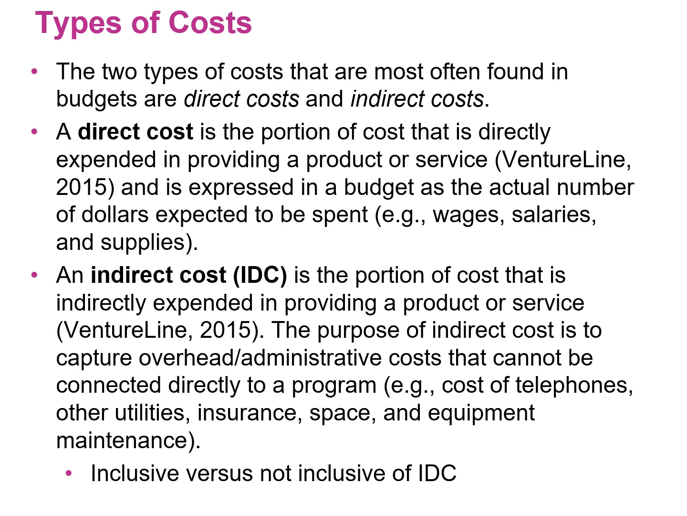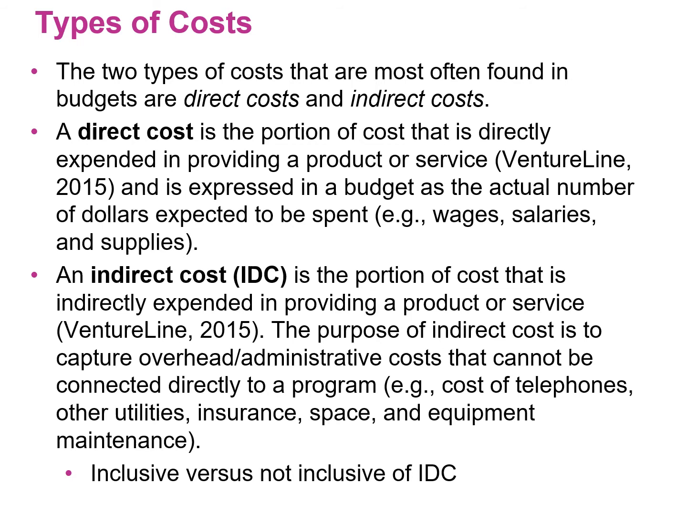Now, there are two types of costs, and this is really, really important to understand. There are direct costs. This is what pays directly for your program. Again, this is your personnel, the personnel salaries, the supplies, anything that you have to pay in order to make sure your program works at a direct level. So it's the product, the service, the people.